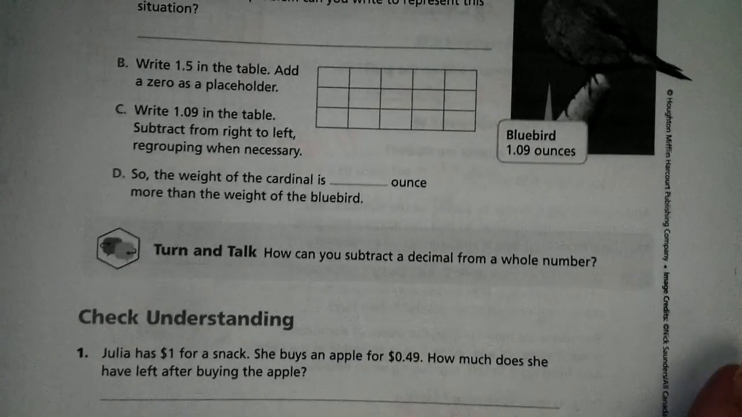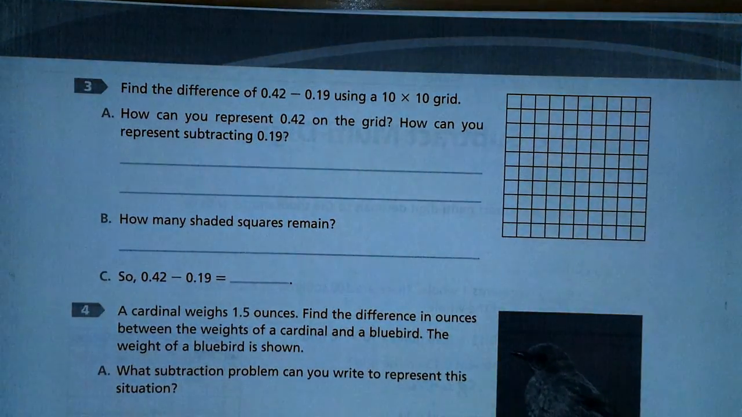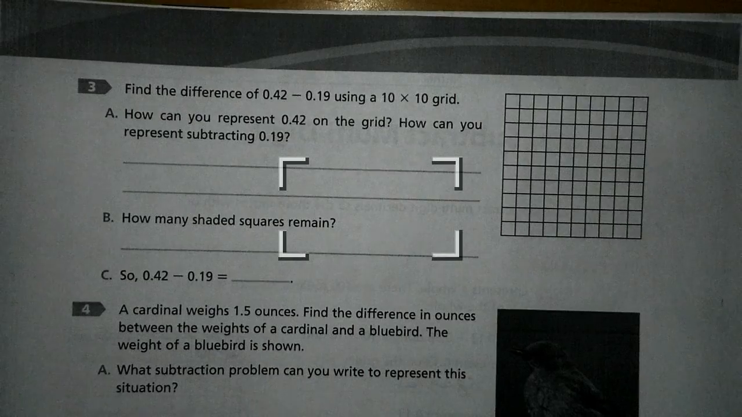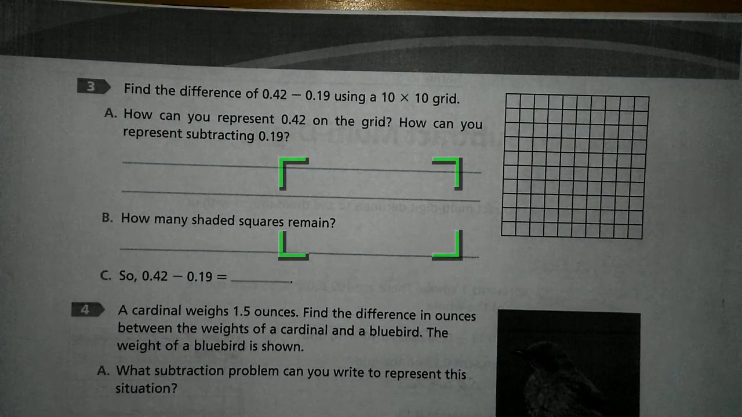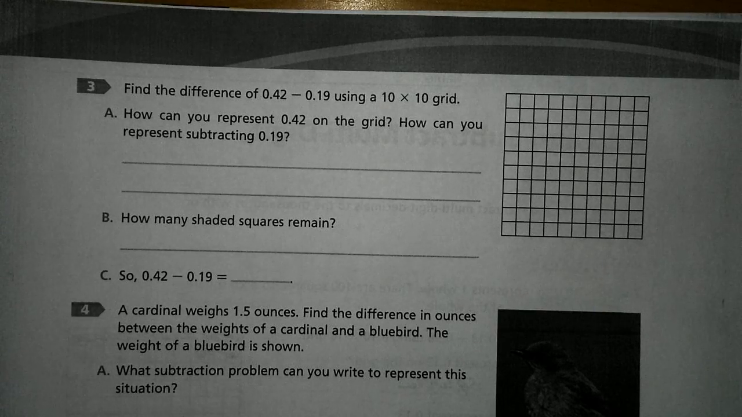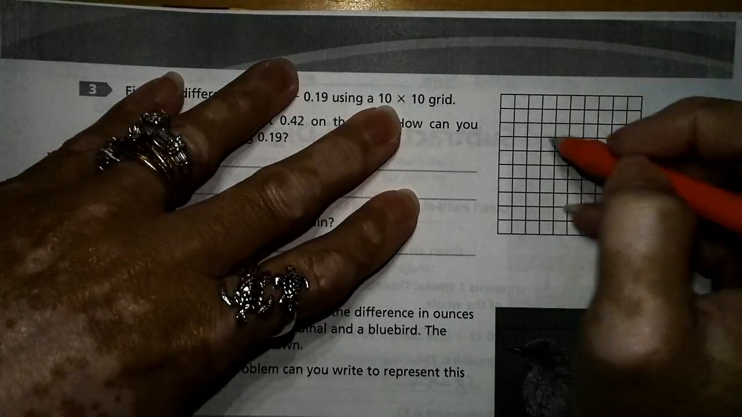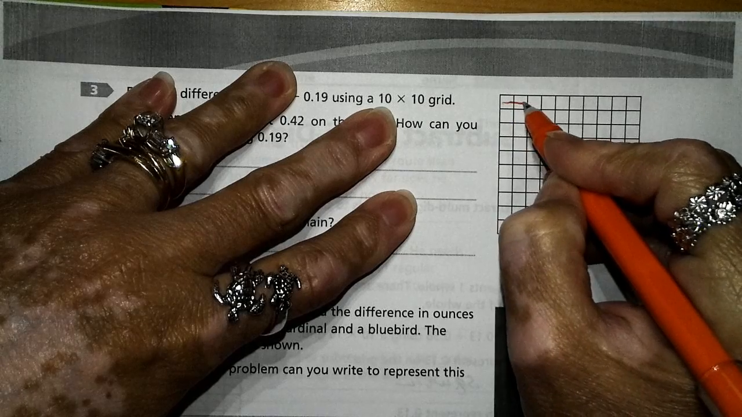Alright, so those two were additions, so now what do you think we're going to move to? Subtraction. Yep. Alright, so how am I going to represent 42 hundredths on the hundredths grid? Color in 42. Yep, color in 42 squares. Does it matter? Not really. So I'm going to do these four. 1, 2, 3, 4.